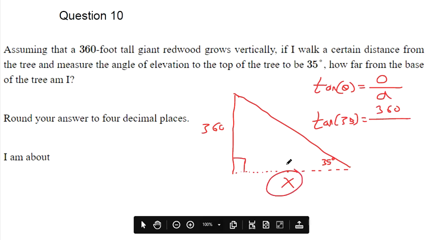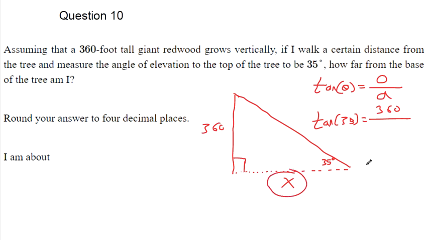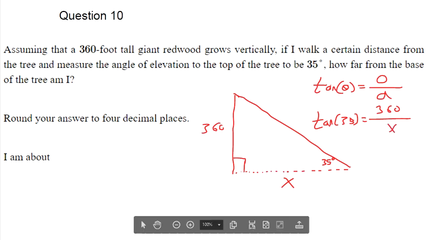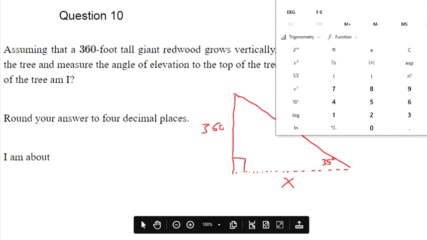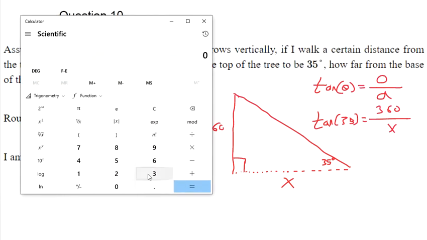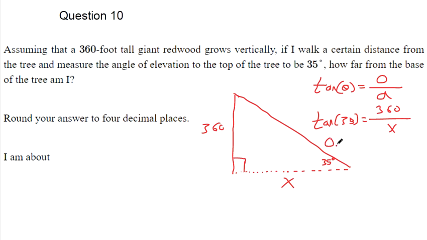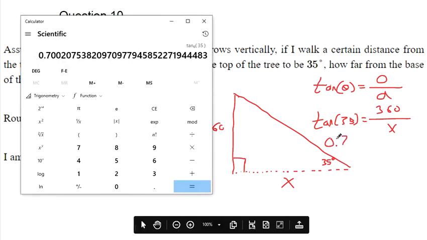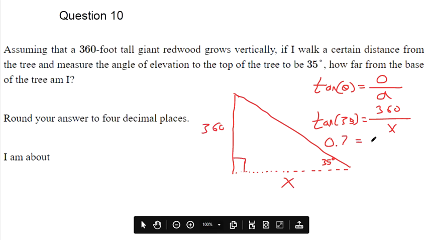And the adjacent is just the side that's not opposite of your angle and not the hypotenuse. So this is our adjacent. And now this one doesn't ask for exact answers like the other questions do in Mobius. This one asks for a decimal approximation. So I'm going to punch in 35. I'm going to hit trig and then hit tangent here. So it gives us 0.7. What do we got? 7. That's close enough. 360 over x.